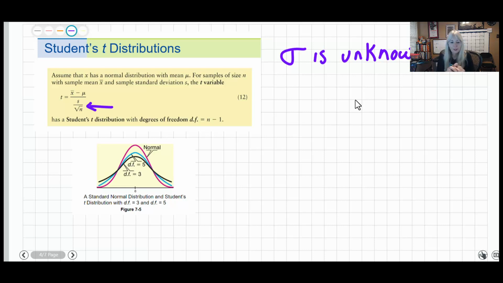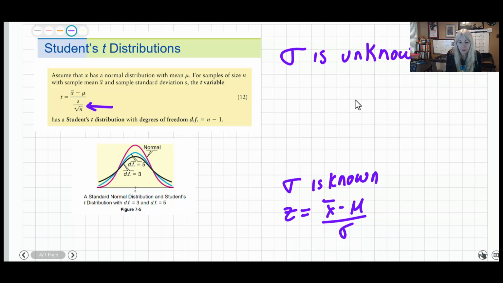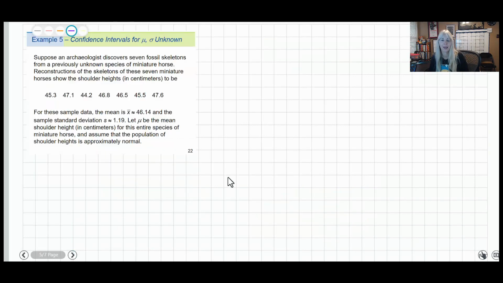If you notice this formula, remember when the population standard deviation was known, we used the z. Kind of sort of remember that? The only thing that looks different is that, right? And so again, this is the big difference. If we look at an example here, it says an archaeologist discovers 7 fossil skeletons. Reconstruction shows the shoulder height, and we're given this data.